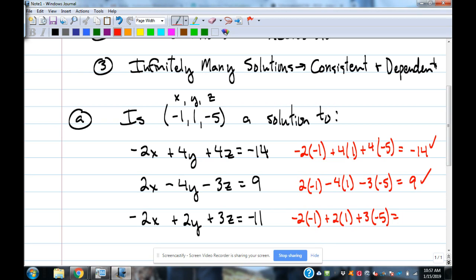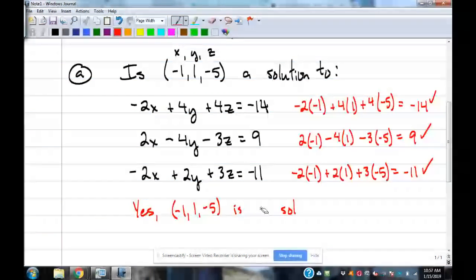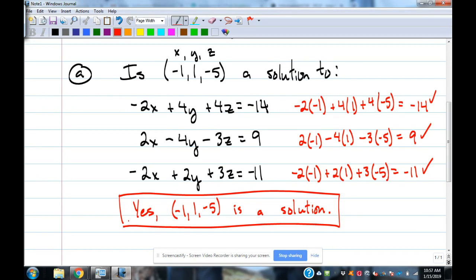-2 times -1 is 2, plus 2 is 4, plus -15. -15 plus 4 would be -11. It checks in all three. So we can say yes, -1, 1, -5 is a solution. We don't want to say it's the solution because we don't know if that's the only one, unless we solve that system.